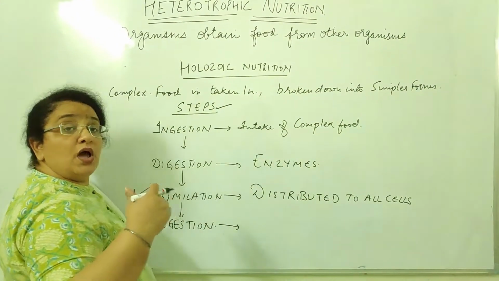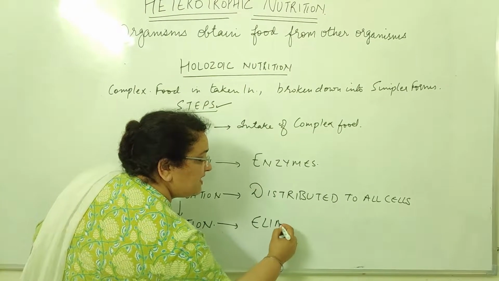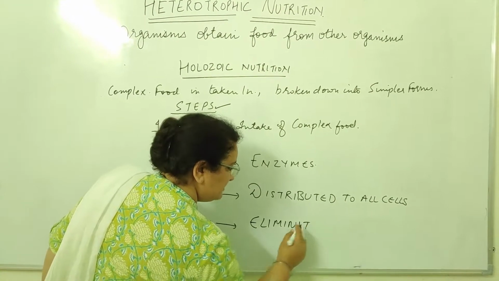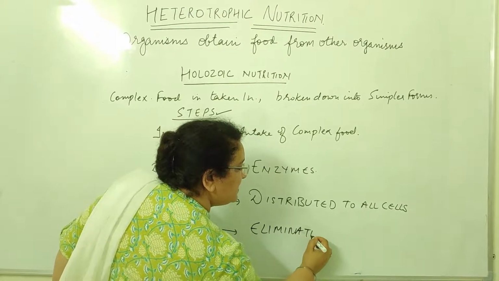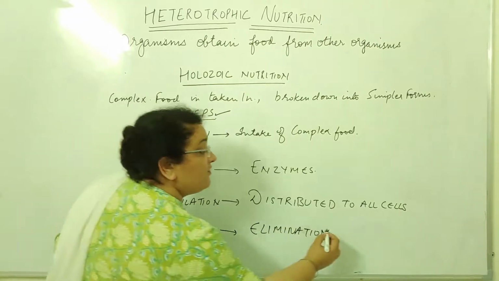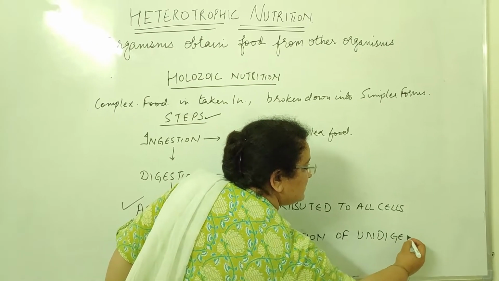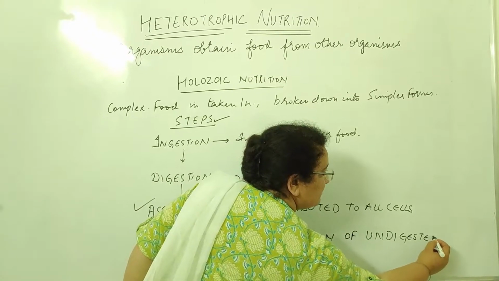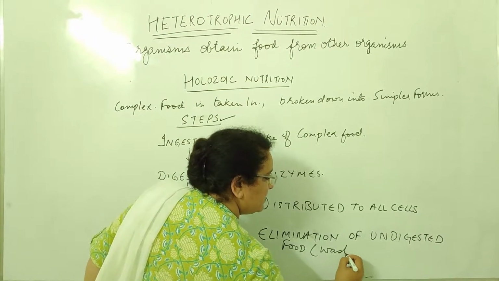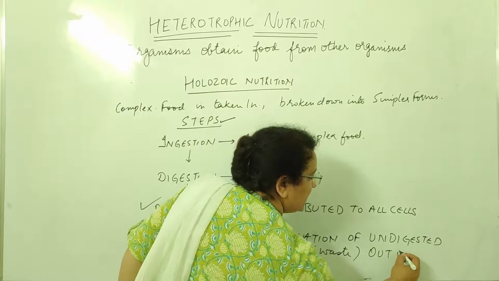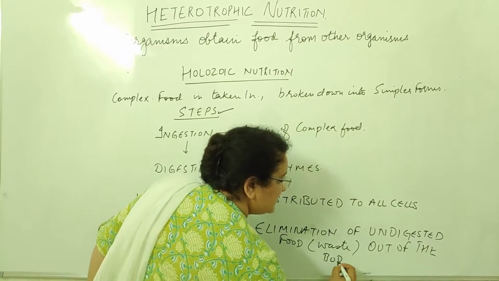Now after that, once the food has reached the cells from the alimentary canal, the undigested food has to be thrown out of the body. So what is egestion? Egestion is elimination. Elimination means throwing out of the waste food, the undigested food, out of the body. So this step is known as egestion.